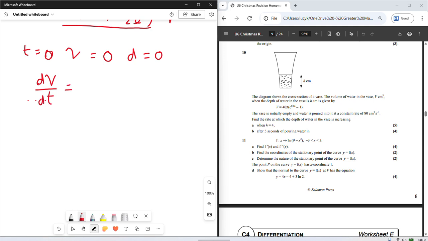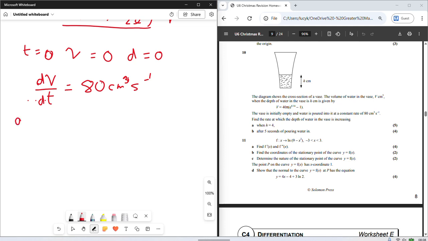We know it's a rate of change. Gradient, for example, is a rate of change. Differentiation is basically rates of change. So dV by dt is a constant, so that doesn't change. It's 80 centimeters cubed per second. It says find the rate at which the depth of the water in the vase is increasing, A, when h is 4, after 5 seconds of it being poured in.